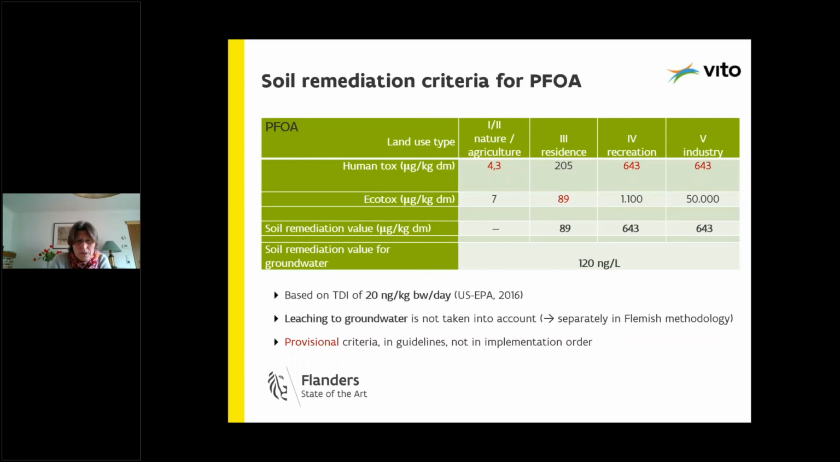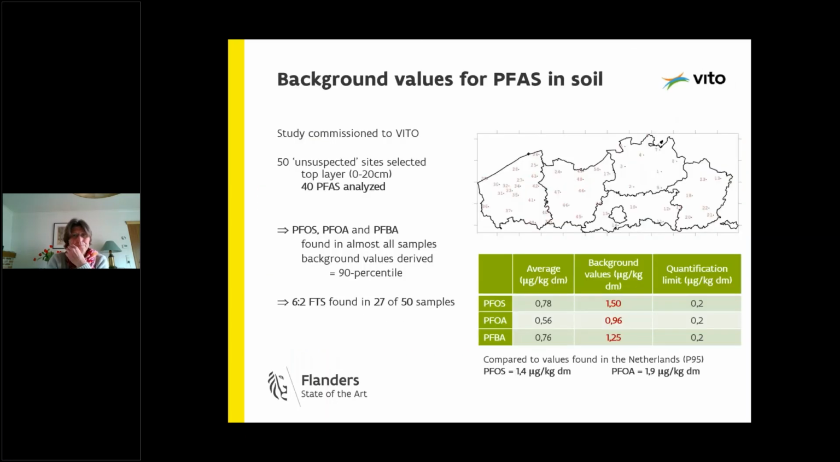Another thing to mention here is that leaching to the groundwater is not taken into account to calculate these values, because in Flanders we use a separate methodology to take into account the risk of spreading. In this methodology the risks for leaching are taken into account. These data are now used as provisional criteria, so they are stated in guidelines, not yet in the implementation order.